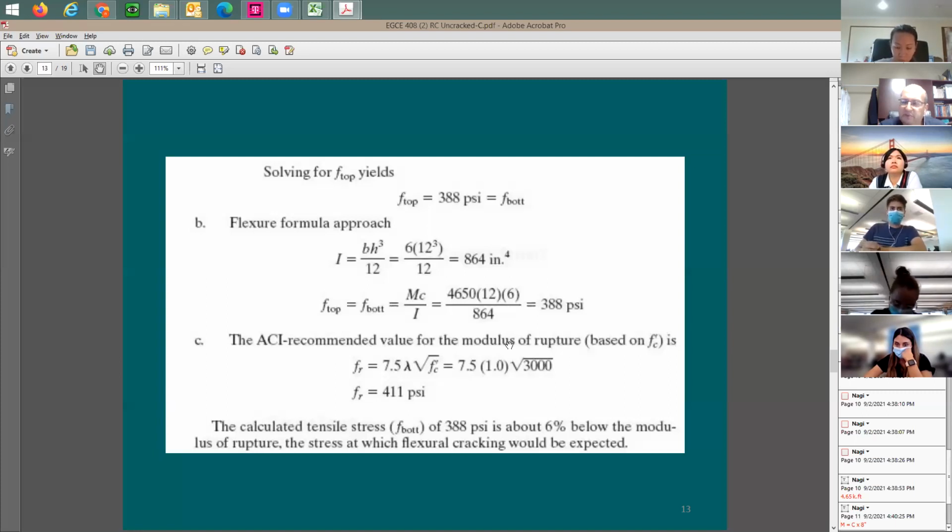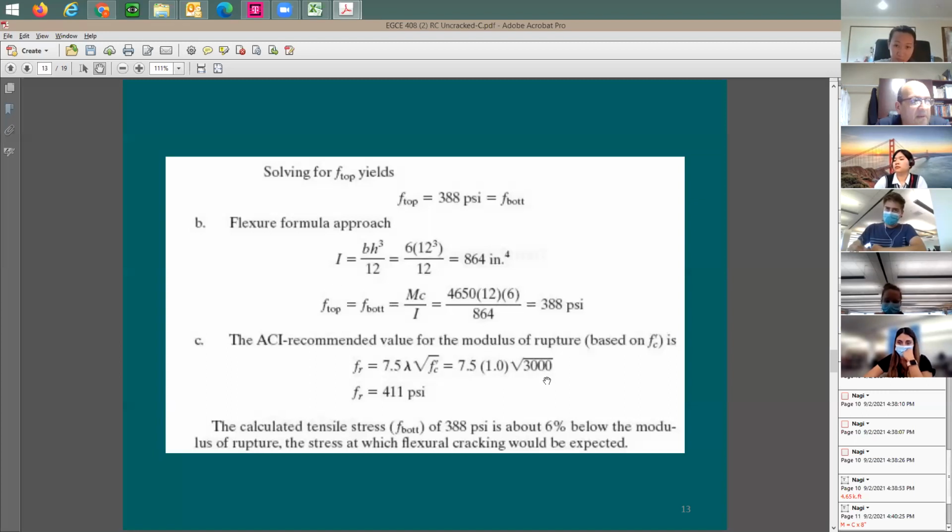Just to remind you here with your homework. In your homework, you're checking whether this beam is cracked or not, but you're not checking the stress versus stress. You're checking a moment versus a moment. The check that you're going to be doing is applied moment versus cracking moment. Both methods are acceptable if you'd like to check if this beam is cracked or not. You can check a stress versus stress, or you can check a moment versus a moment.